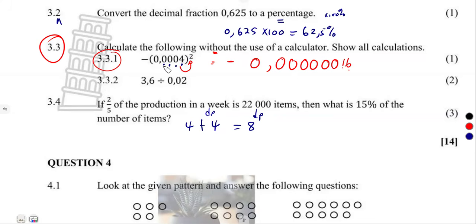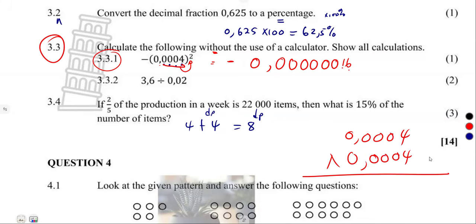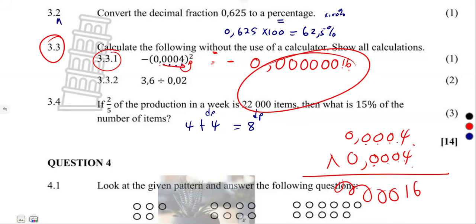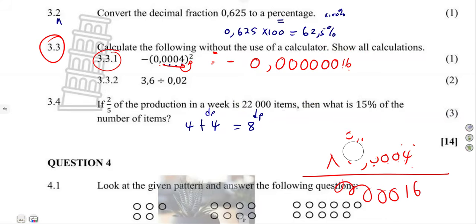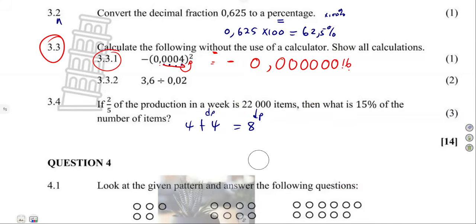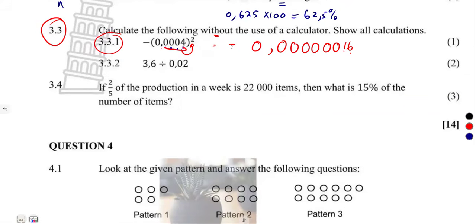All right, after the comma, you count these ones. There are 4 of them. But since it was multiplying itself, it means it was 0.004 times 0.004 like this. Then you multiply 4 times 4, 16. Then you count 1, 2, 3, 4, 5, 6, 7, 8. That was the concept. But there you have to consider there was a negative, so the answer is going to carry a negative. All right, so that's minus this, right?